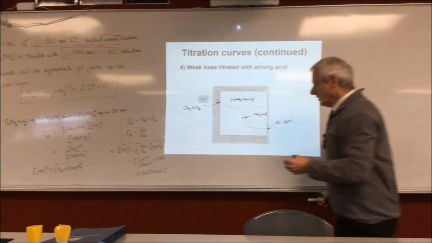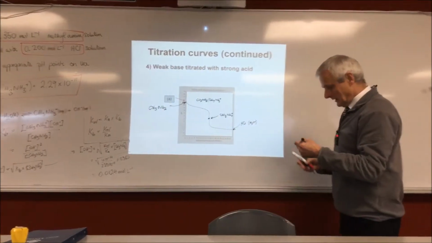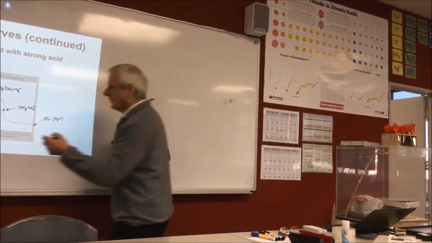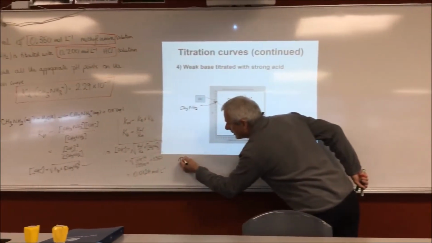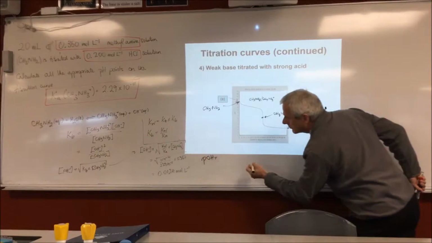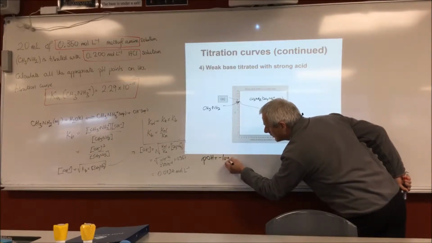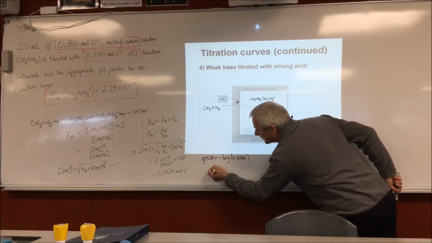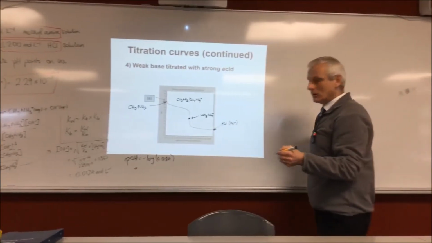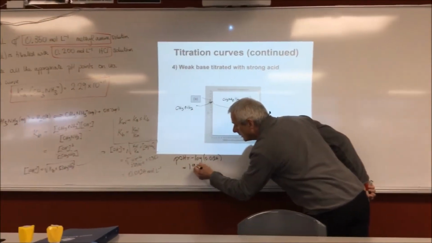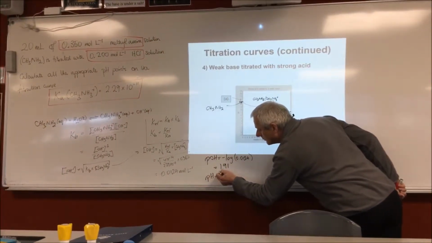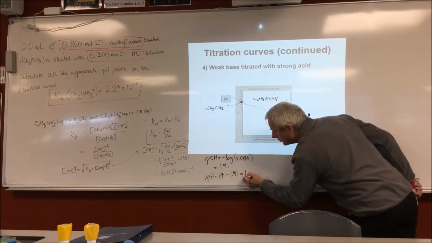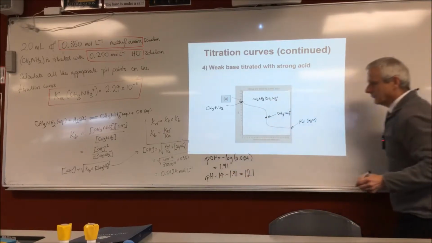Okay, so I'll just carry it along over here. You can calculate the pOH, which is minus the log of the concentration of OH-, which is 0.0124. That's 1.91. So the pH is equal to 14 minus 1.91, which is equal to 12.1.